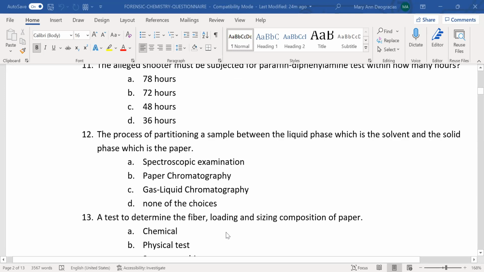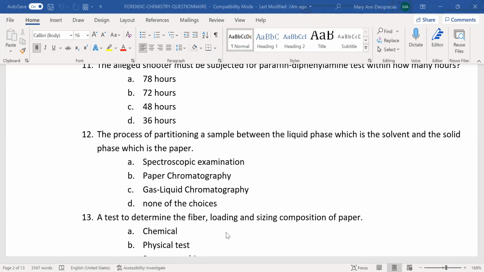Okay. That's number 12. The process of partitioning a sample between the liquid phase, which is the solvent, and the solid phase, which is the paper. So, eto sa paper analysis yan class, sa QD. Which of the 4 is the correct answer? A, spectroscopic. B, paper chromatography. C, gas, liquid, chromatography, and then letter D, none of the choices. What's the answer? Letter?